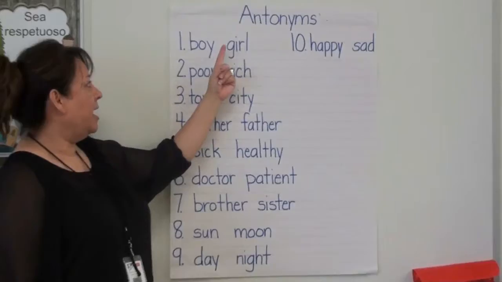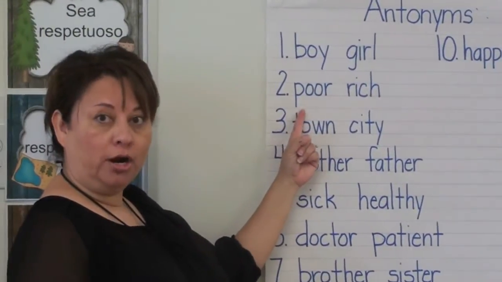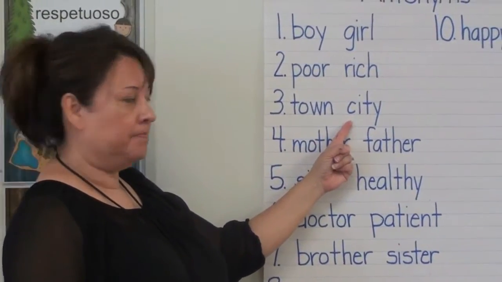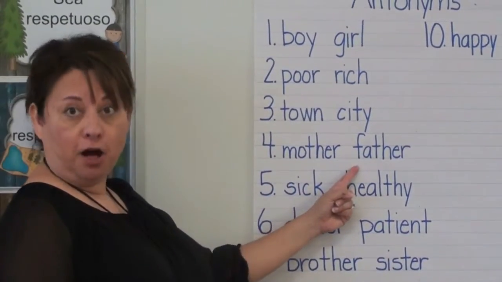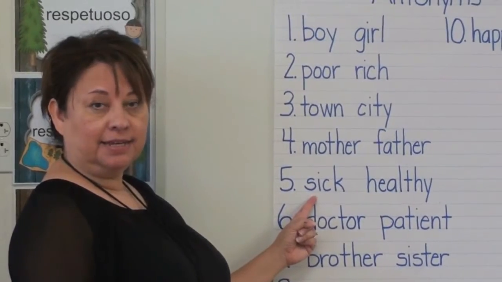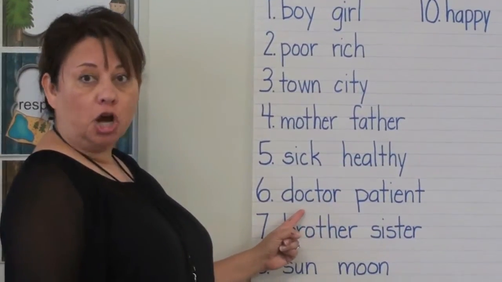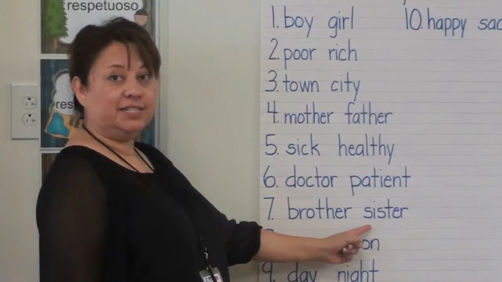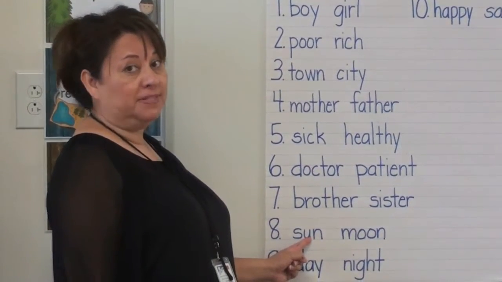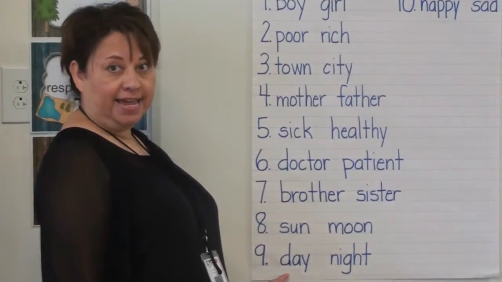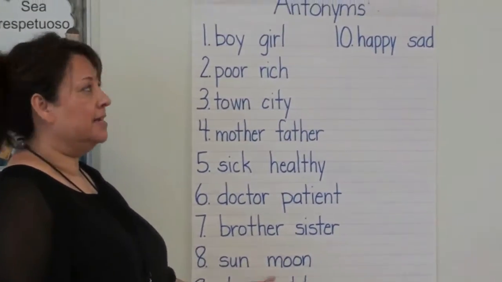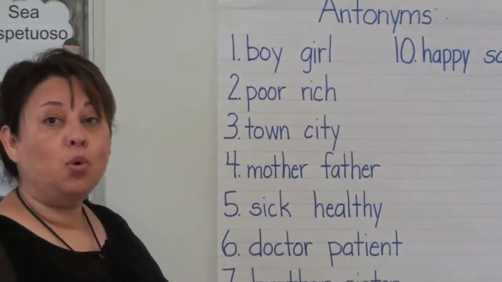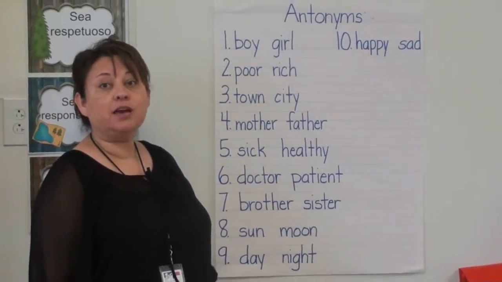Like boy and girl, poor and rich, town and city, mother and father, sick, healthy, doctor, patient, brother, sister, sun, the opposite of sun is moon, day, and the opposite of day is night, and happy, the opposite of happy is sad. These are some more words that are antonyms that tell you the opposite.